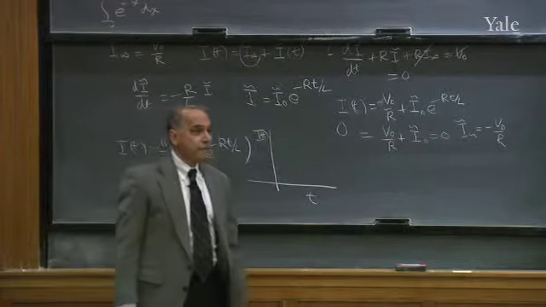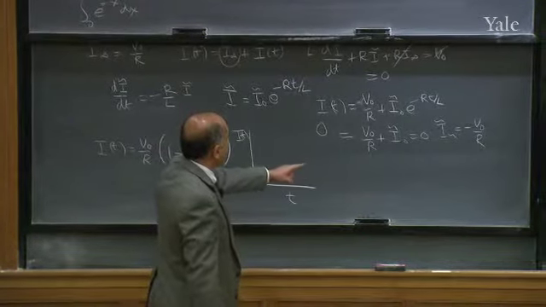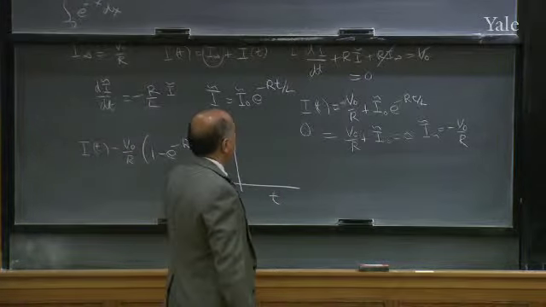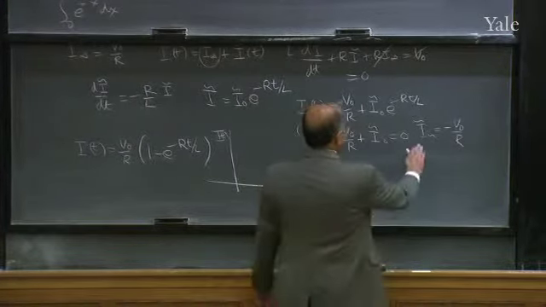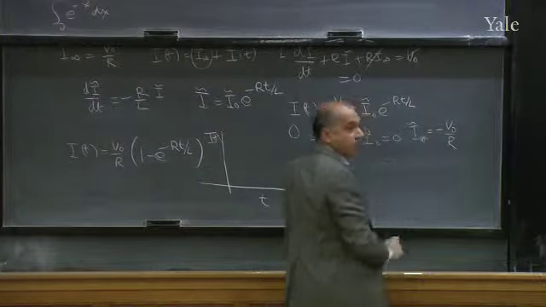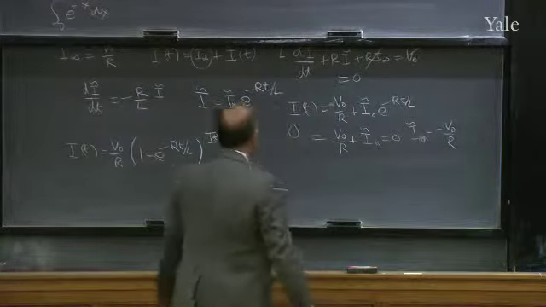Yes? Over on the right, where it says I twiddle equals negative V naught over R, should that be zero? This one? Yeah, right, thank you.